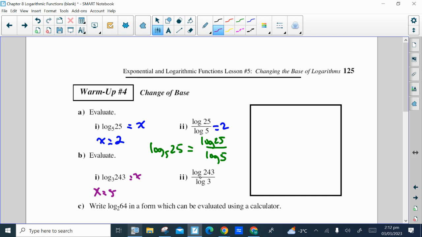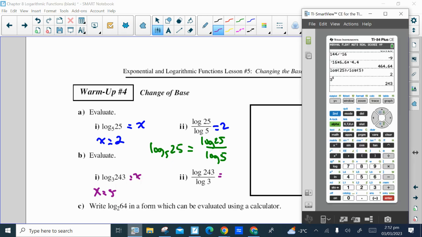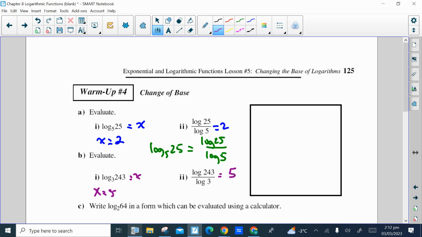And then if you evaluate log of 243 over log 3, so again, those are both common logs. There's no base indicated, which means it's base 10. So again, we can use the calculator to do that. Just have to make sure you close the bracket after log 243. And that also gives you the same answer of 5. So this tells us that log base 3 of 243 is equal to log of 243 over log of 3.